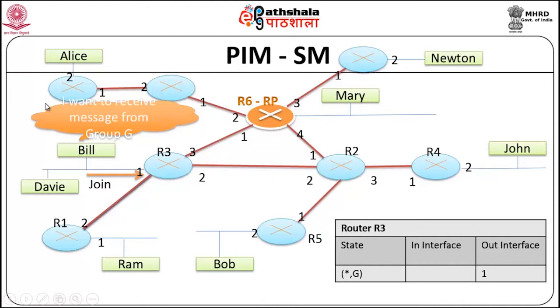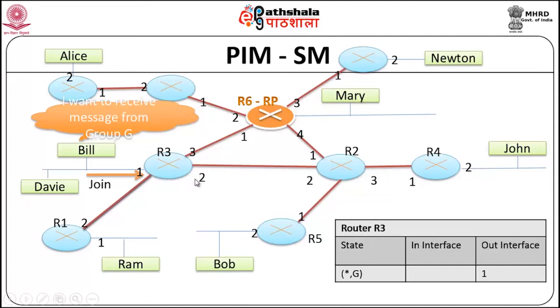Now Bill wants to join a multicast group called G. So Bill sends a message saying I want to join this group G. That information goes to R3. At R3 an entry is made, a state is created saying that star comma G is what it is interested in, a star comma G entry, and the out interface for that is set as 1. So it knows that if R3 receives a packet meant for star comma G with this multicast address, anybody could be the source, it will send it out on this port 1, so it will reach Bill. That is what happens at this very first step.